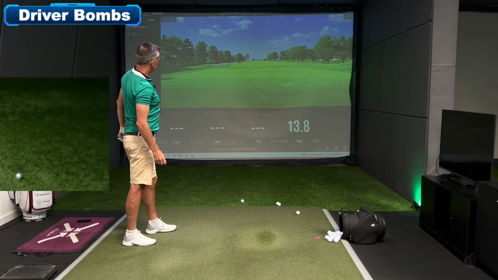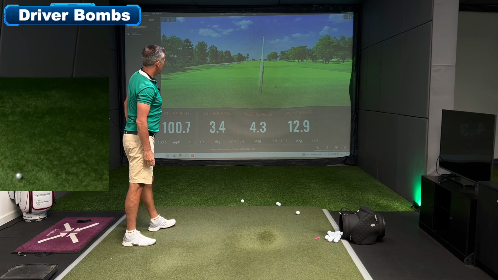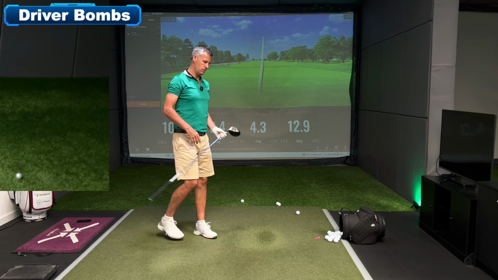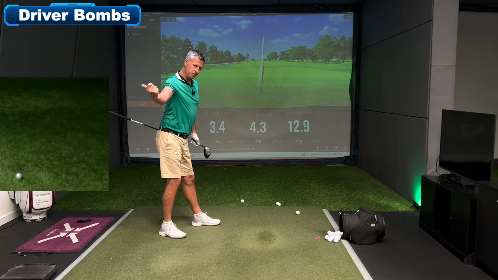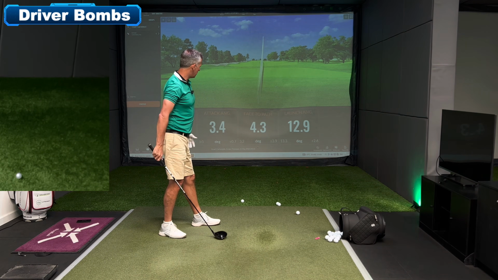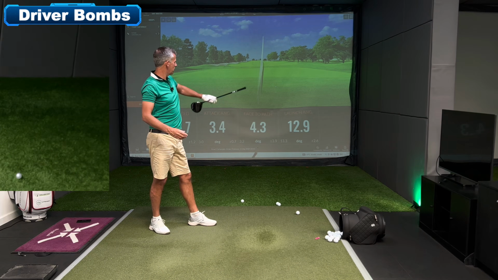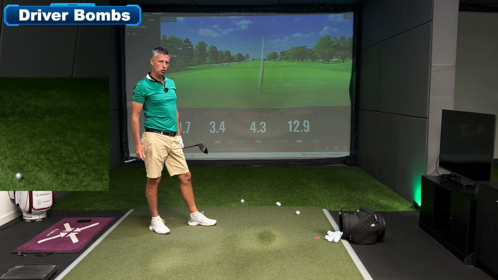That's a bit more like it. So again, I've weakened off my grip. I've given myself more loft with the club, and all of a sudden the ball started to pitch up, started to get a lot more launch angle.